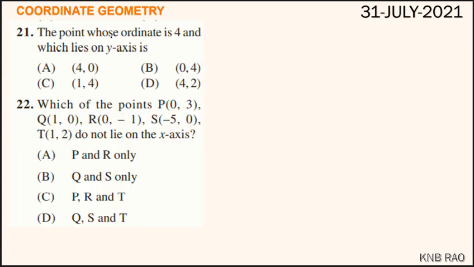Then moving on to the question number 21. The point whose ordinate is 4 and which lies on y-axis. See children, ordinate 4 lying on y-axis, x must be 0 first point. So 0, 4 is that point. 0, 4 is B.